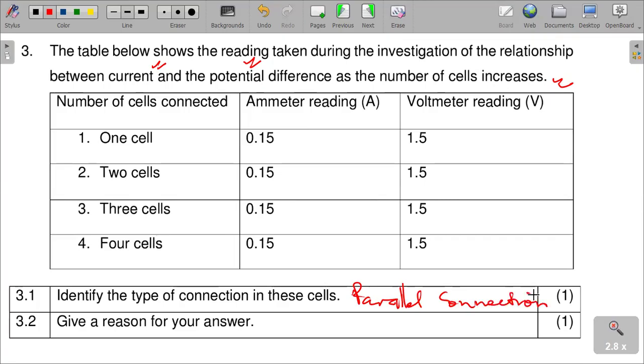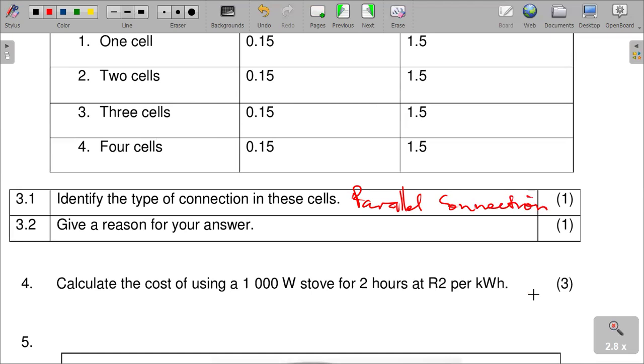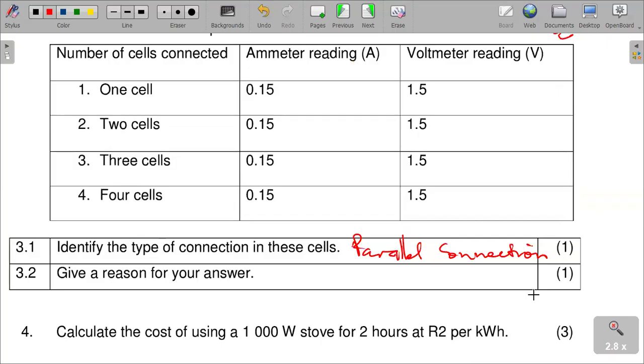It is a parallel connection, and what makes us say that is that as the number of cells increases, the current remains the same, as you can see here. One cell, 1.5, 1.5, 1.5, and so forth. So they are in parallel because as the number of cells increases, the current remains the same.